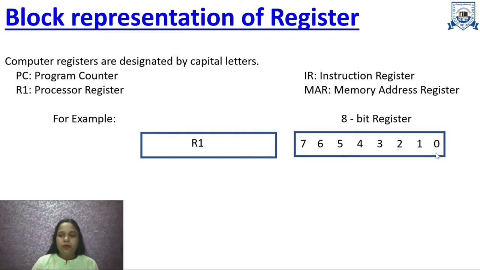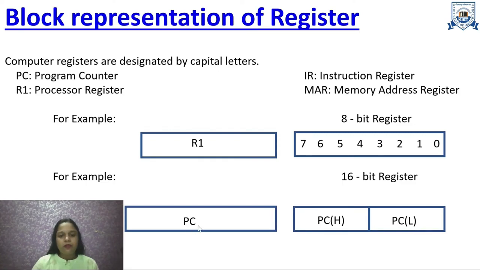You have to remember that the indexing of this n-bit register will start from 0 and will go up to n-1. Here it will be 8 minus 1, that is 7. So if we are having an 8-bit register, it will have the indexing from 0 to 7, 0 at the rightmost position and 7 at the leftmost position. This is the block representation of an 8-bit register. We can have a 16-bit register as well.